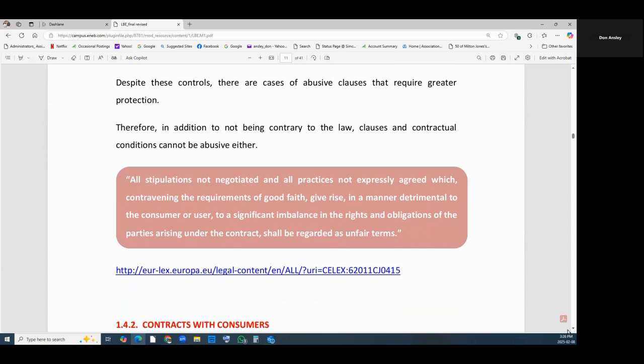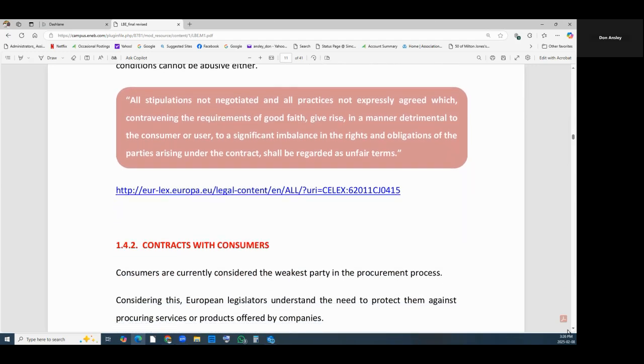Null stipulations, not negotiated, or all practices not expressly agreed, which contravene the requirements of good faith, give rise in a manner detrimental to the consumer or the user to the significant imbalance of the rights and obligations of the parties arising under the contract shall be regarded as unfair terms.